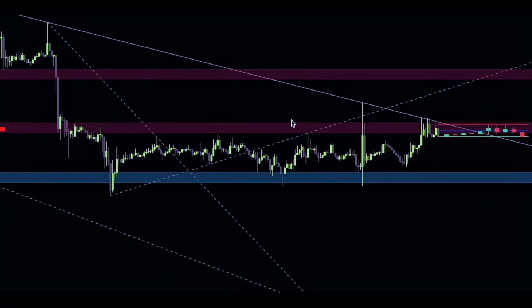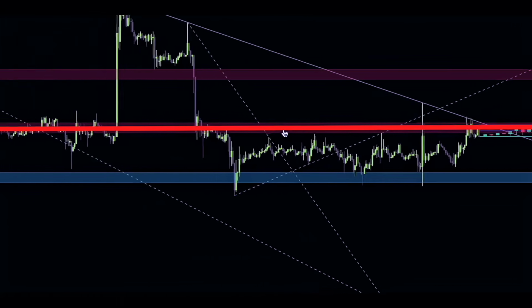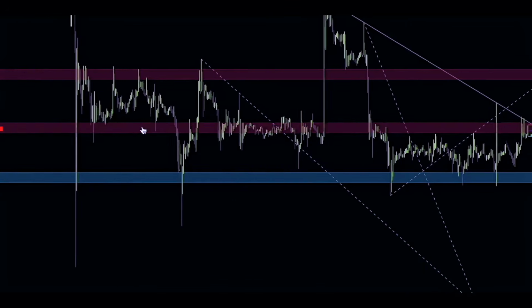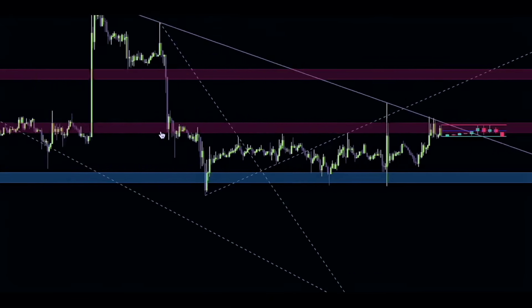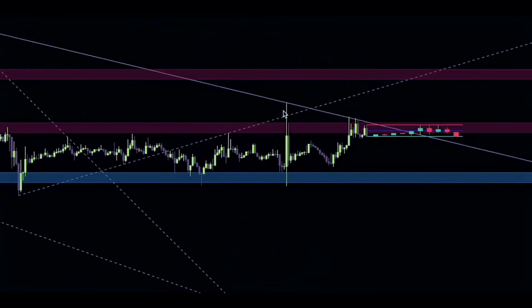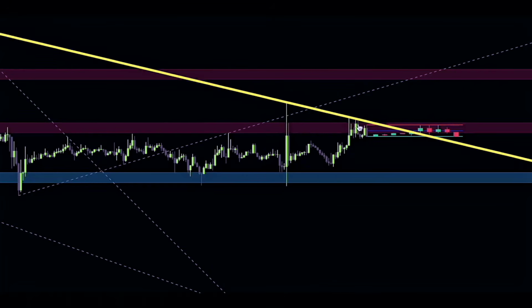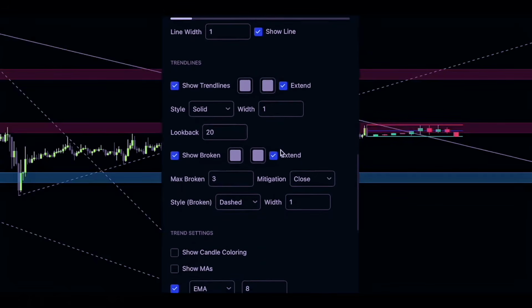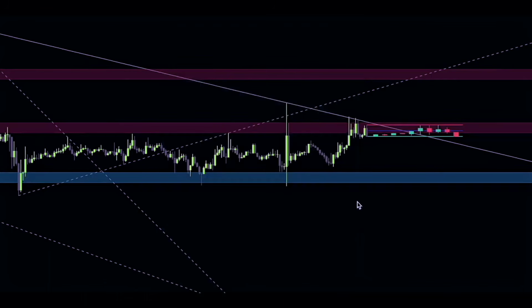Step 1. Identify a major supply zone where price has repeatedly been rejected. In our case, there's a clear 4-hour resistance level where momentum slows down whenever price approaches. Step 2. Confirm an intact trend line. If you want to keep the chart clean, you can disable the broken trend lines. Once the trend line has been retested and you see momentum stalling, it's time to check those lower time frame candles.